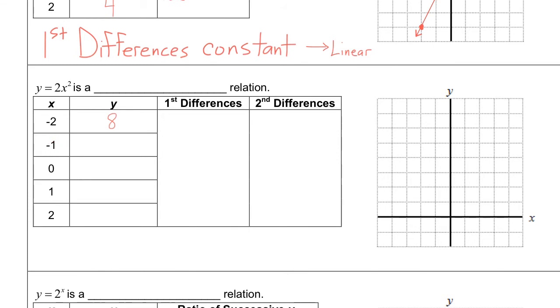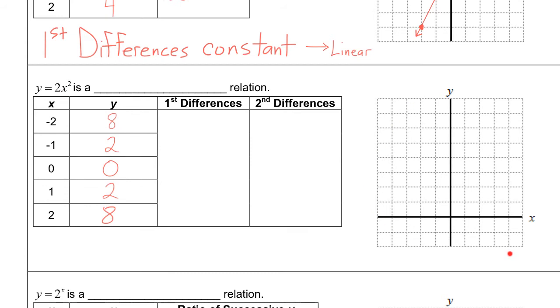When x is minus 1, minus 1 squared is minus 1 times minus 1, which is positive 1, then times 2, that's 2. When x is 0, y is 2 times 0 squared. Well, 0 squared is 0 times 0, which is 0, times 2 is 0. When x is 1, 1 squared is 1, times 2 is 2. When x is 2, 2 squared is 2 times 2, which is 4, times 2 again is 8.